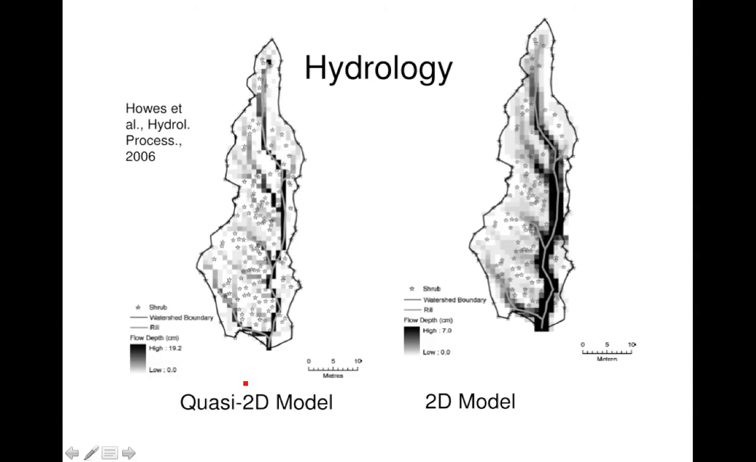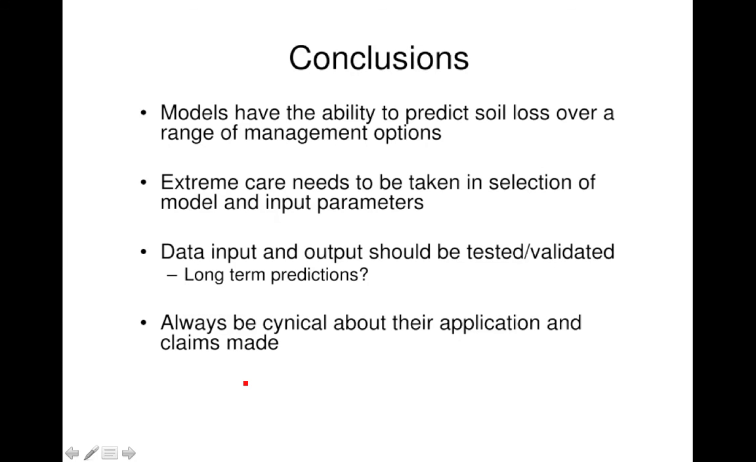Right. So in conclusion, there's a whole bunch of different types of models. There are empirical models, physically based models, and physical models. You need to think about the type of model you need to apply to your problem. Always be skeptical about the model and the claims that are made about how good the model is.